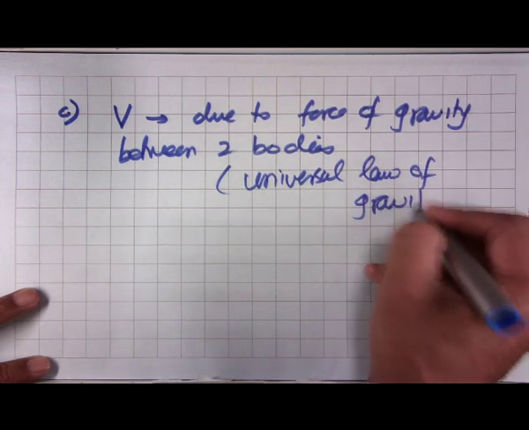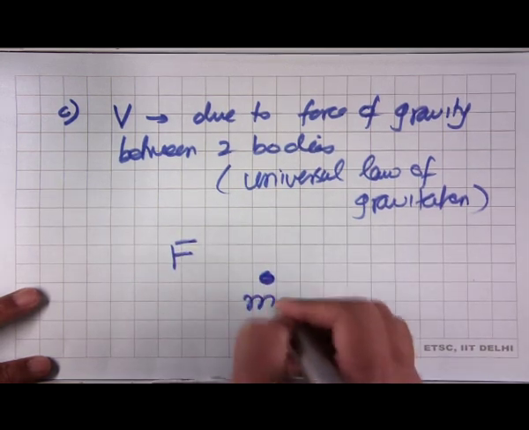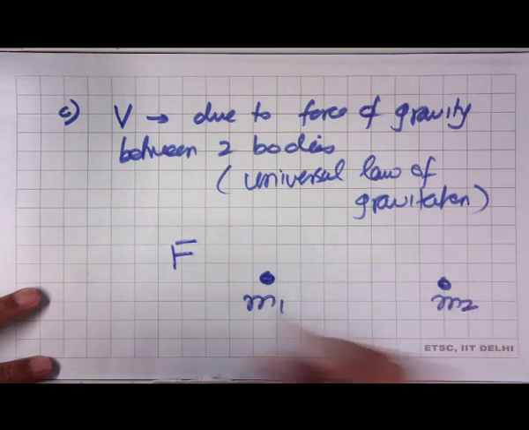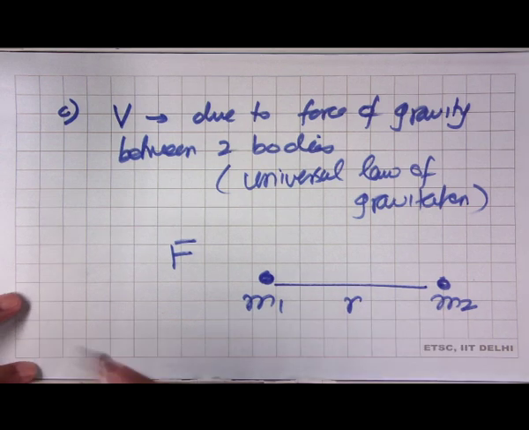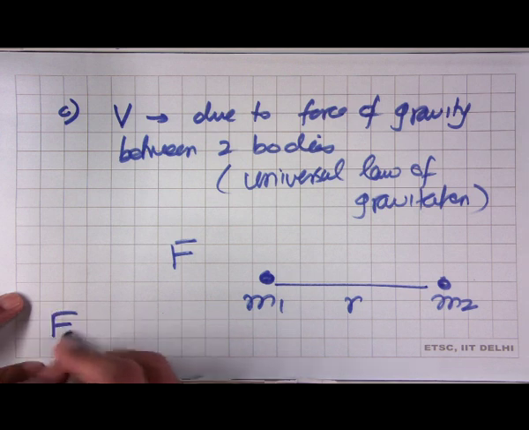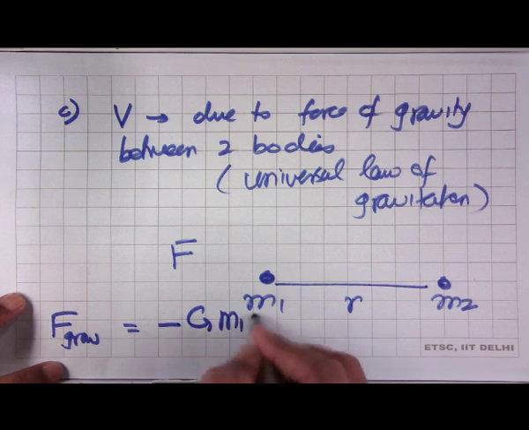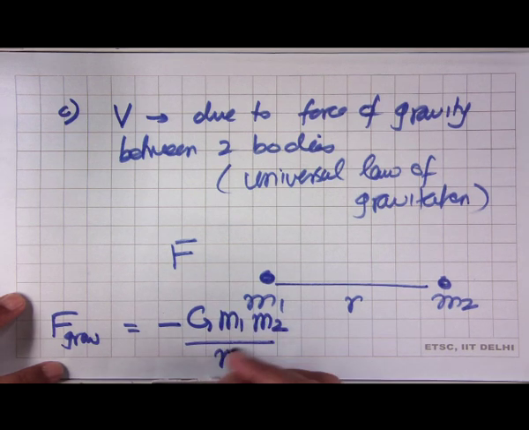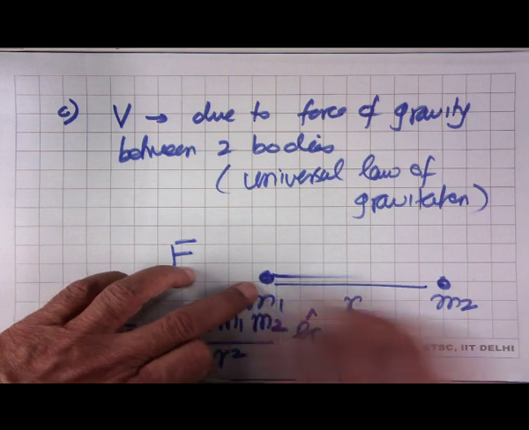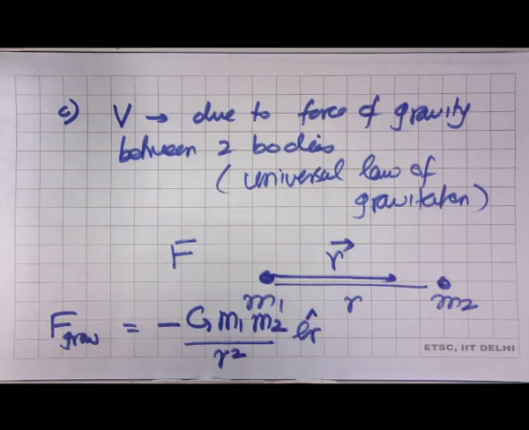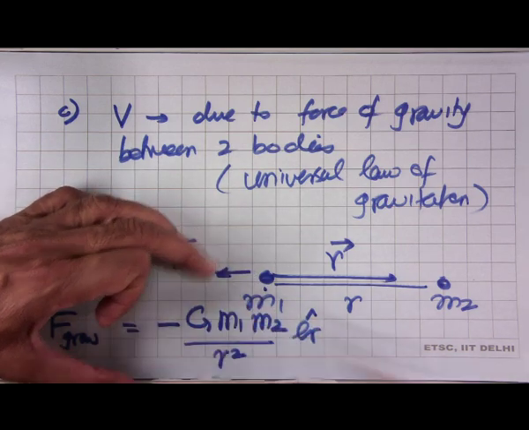law of gravitation, where we will have this force. If we have a body m1, another m2, and the distance between these is r, then the gravitational force is equal to minus G m1 m2 upon r square. If we call this the r direction, then the force on body 1 will be minus G m1 m2 by r square in the opposite direction.